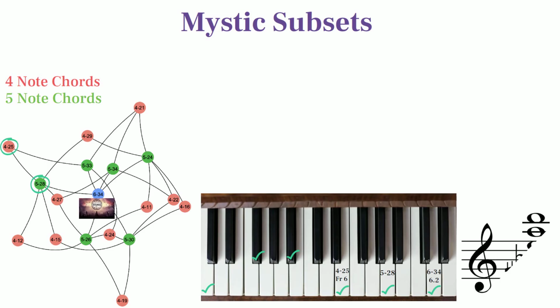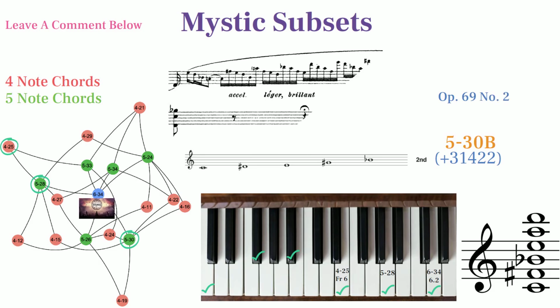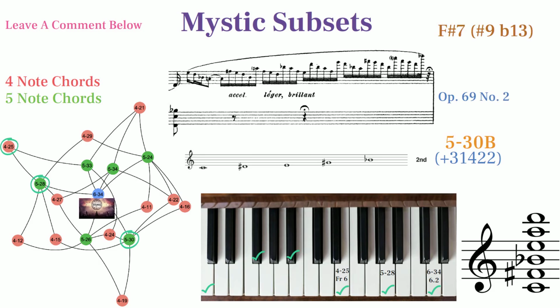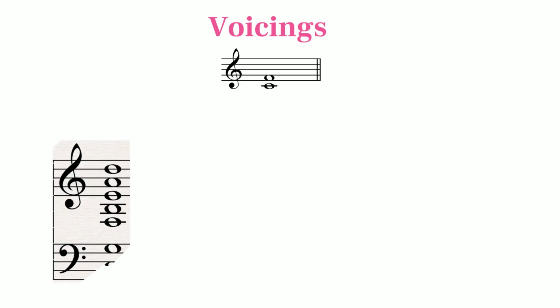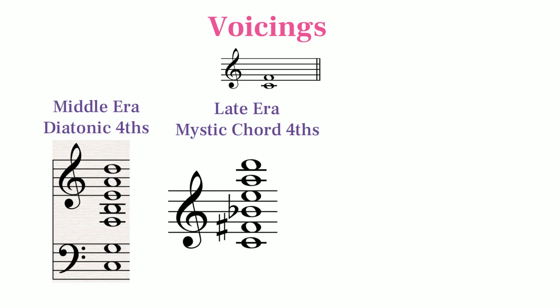I could make a whole video on these subsets, but I'll lastly mention my favorite subset of the Mystic Chord is 530, which we hear in Opus 69. Scriabin liked using fourths voicings for all sorts of different chords. In his middle era, he started voicing major scale chords in diatonic fourths, and in his late era, he sometimes voices the Mystic Chord in fourths, giving us the Wikipedia voicing of the Mystic Chord.